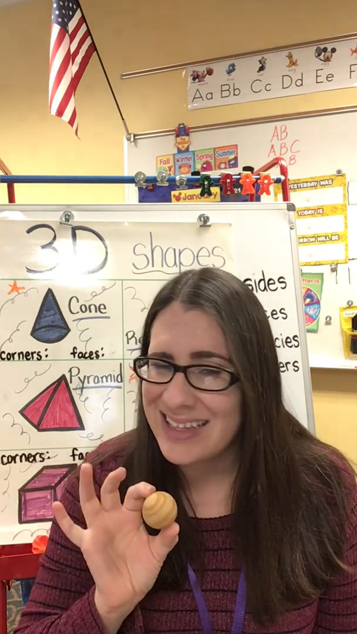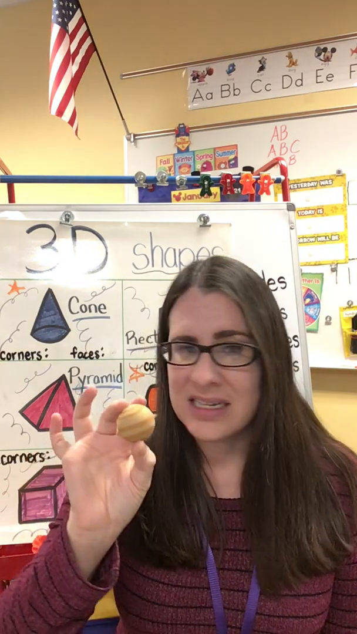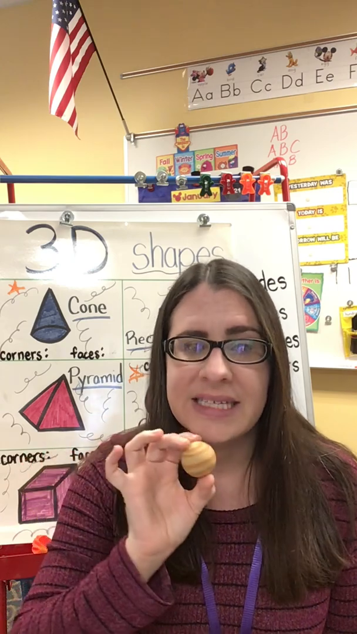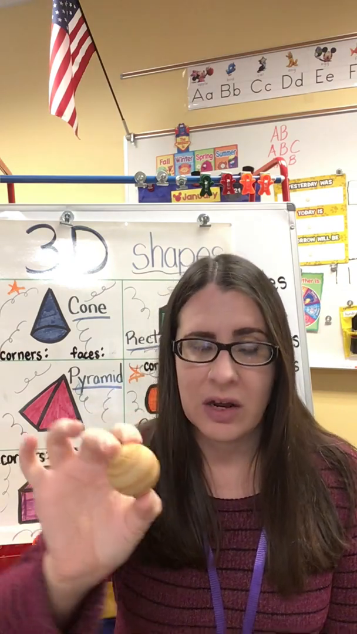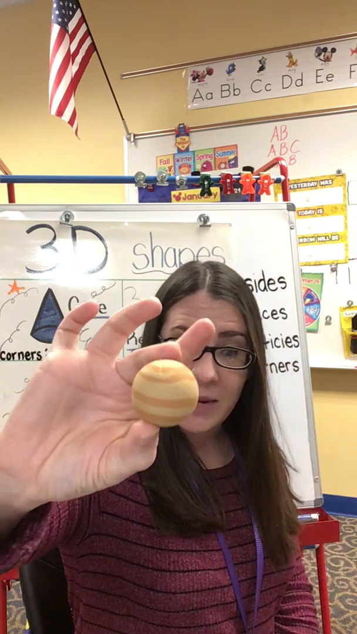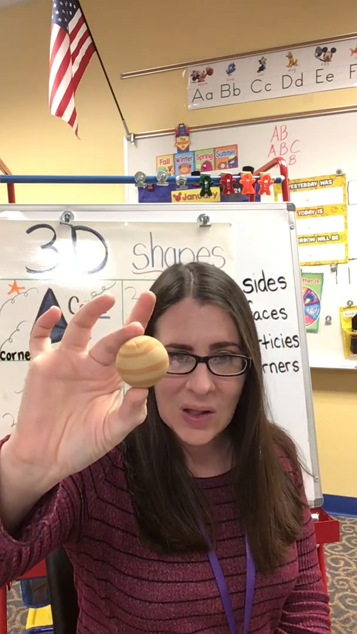I want you to say that. Sphere. It's a little bit tricky to say, okay? It is not a spear, it's a sphere. Do you hear the sound right there? Sphere. This shape is shaped like a ball, isn't it?